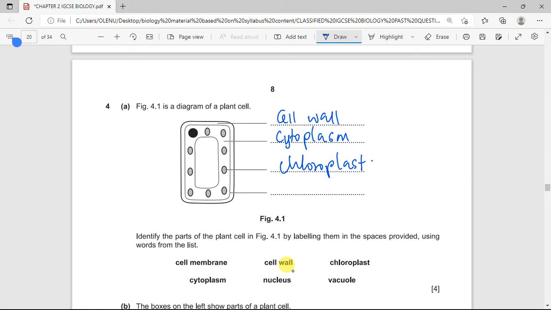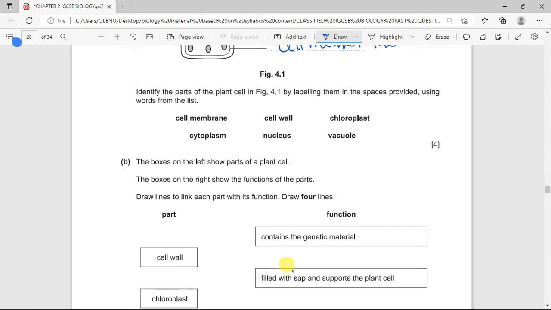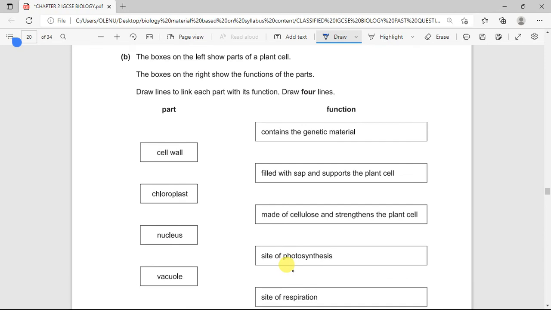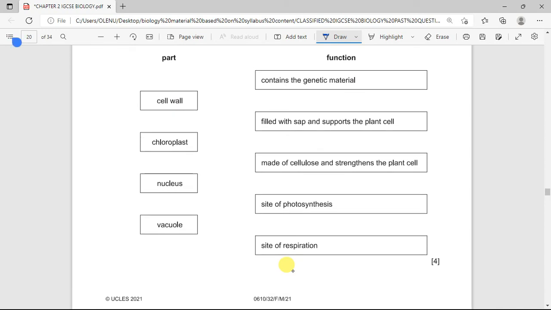And this will be cell membrane. For sweet mark. Now, they say the boxes on the left show part of a plant cell, while the boxes on the right show the function of this part. Draw a link to their function. Now, cell wall is made from cellulose and strengthens the plant.